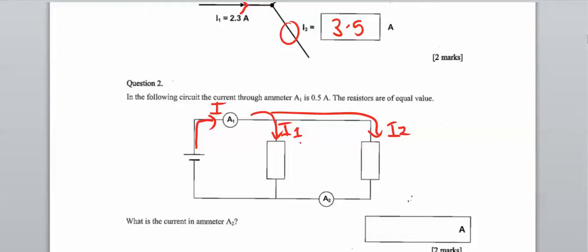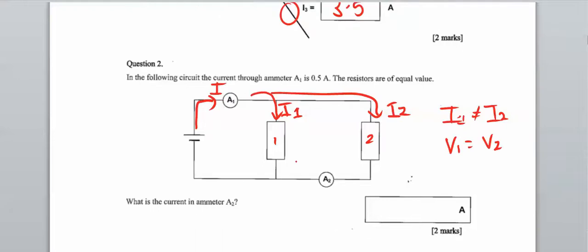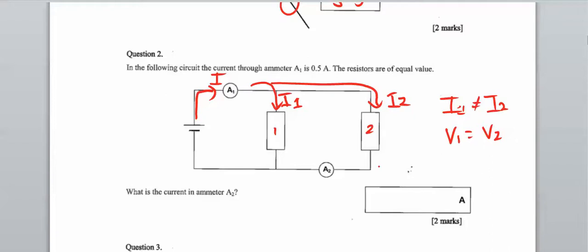Now, these don't have to be the same. I1 does not equal I2. The only time the current through 1 and 2 is going to be the same is when they have the same resistance. With the voltage though, V1 does equal V2 because it's a parallel arrangement. So the voltage through this parallel circuit is the same for each of these, and the current though is not. What is the current through A2?